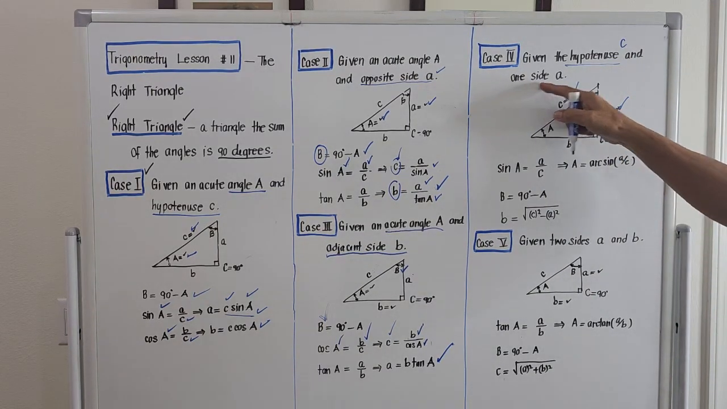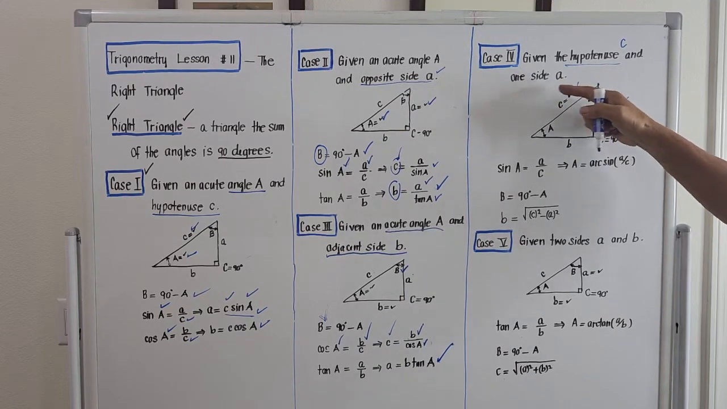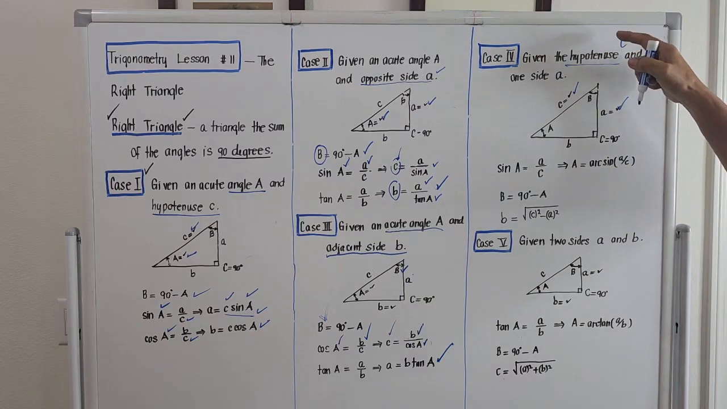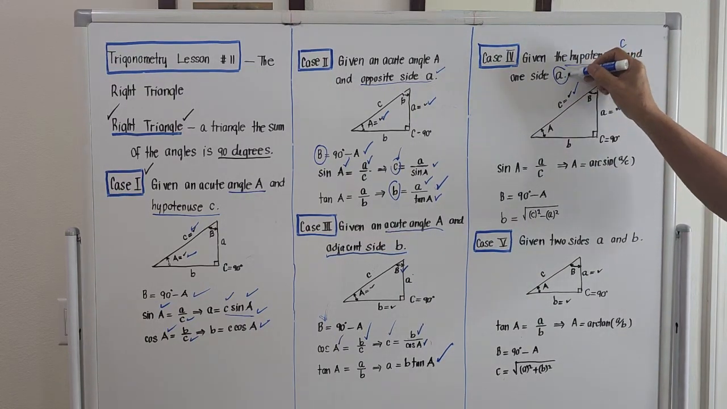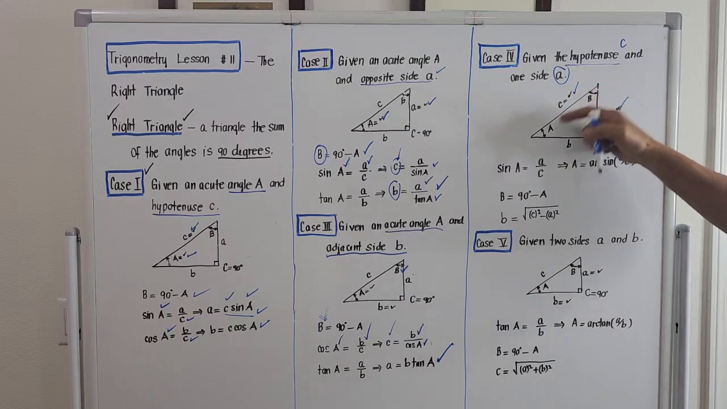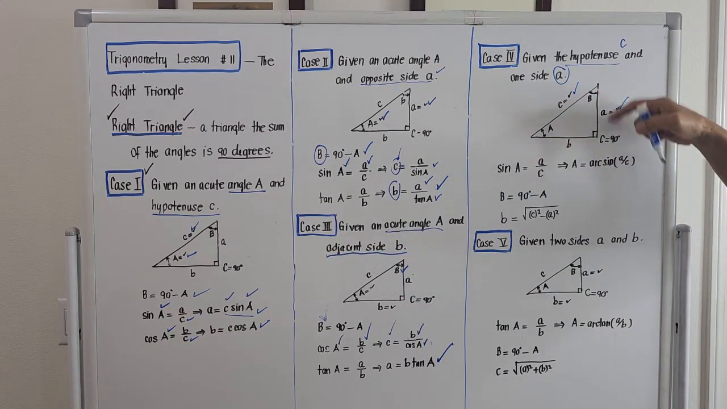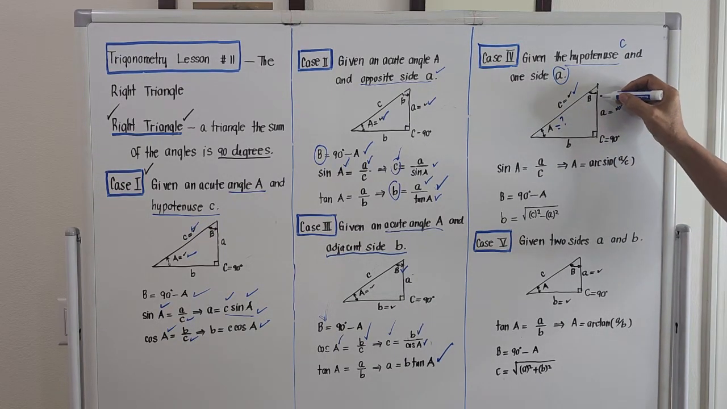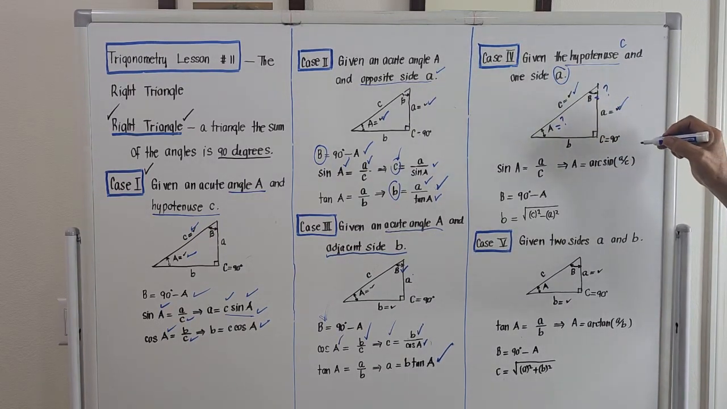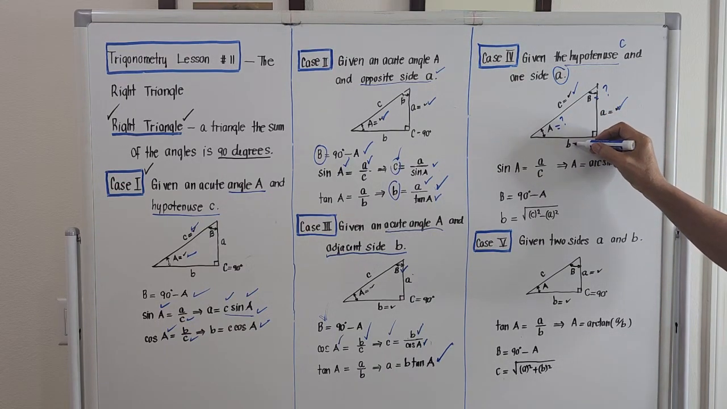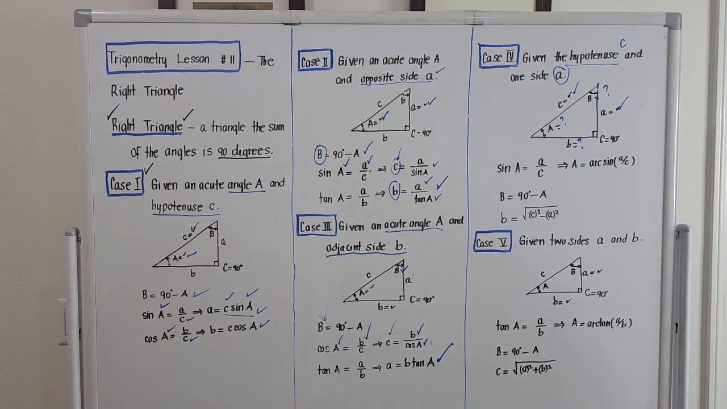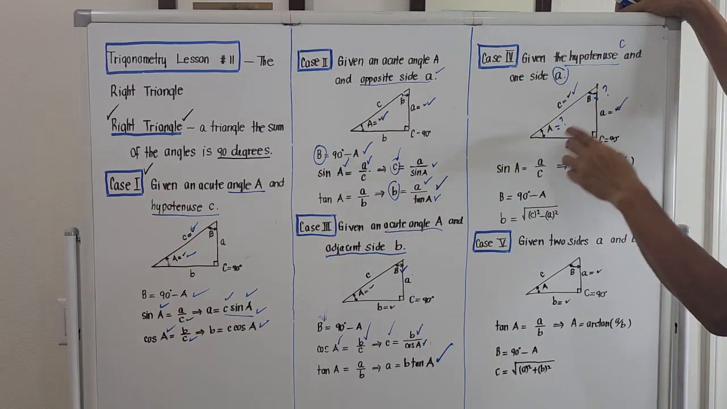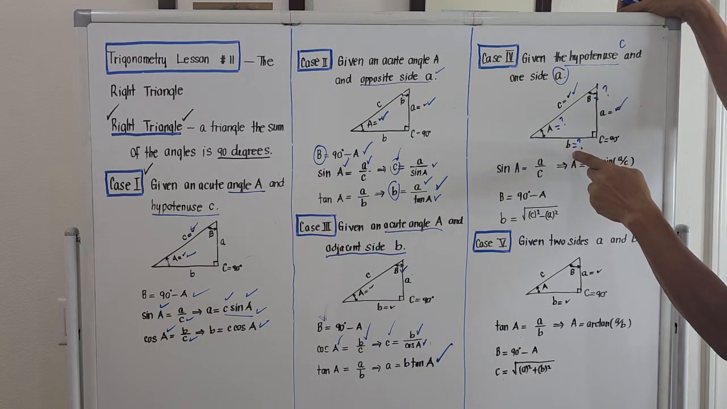We don't even have to say opposite side A, because for the meantime we are not given an angle for case number 4. We are just given two sides, hypotenuse C and side A. So the hypotenuse is given, A is given. Of course, what is being asked will be angle A, angle B, and the third side, adjacent side B.